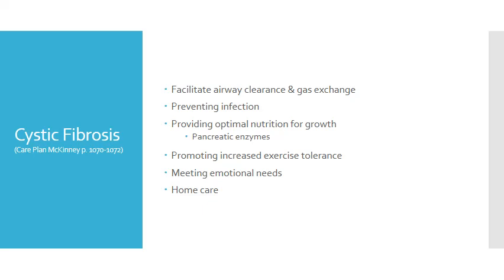Emotional needs, so we know this is a chronic illness. They know that they have a shorter lifespan than others. I think it's around 40 now. It used to be in the teens, so it's better than it was. But they do have a significantly shorter lifespan than most people. So you want to let them talk about their feelings, help them identify support groups that might be helpful to them, other resources, help them identify their support systems that they can depend on.